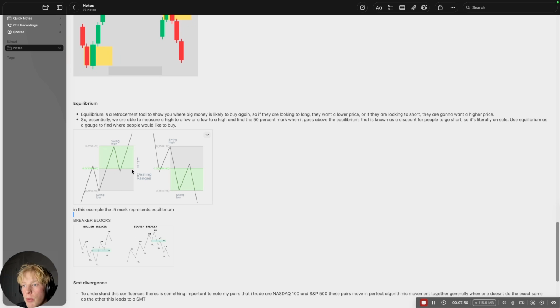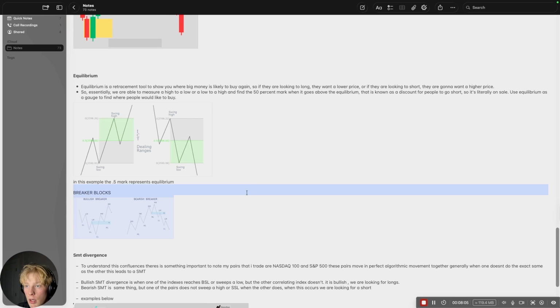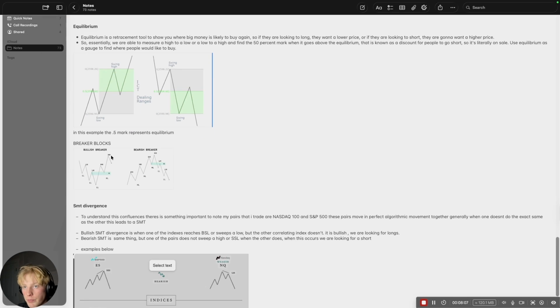Now, the 50% range, if not filled, is used like a fair value gap. It's an imbalance that needs to be filled before price goes up. Okay? The market moves for only three things: liquidity, imbalances, and equilibrium. That's it. Okay, so hopefully that makes sense.